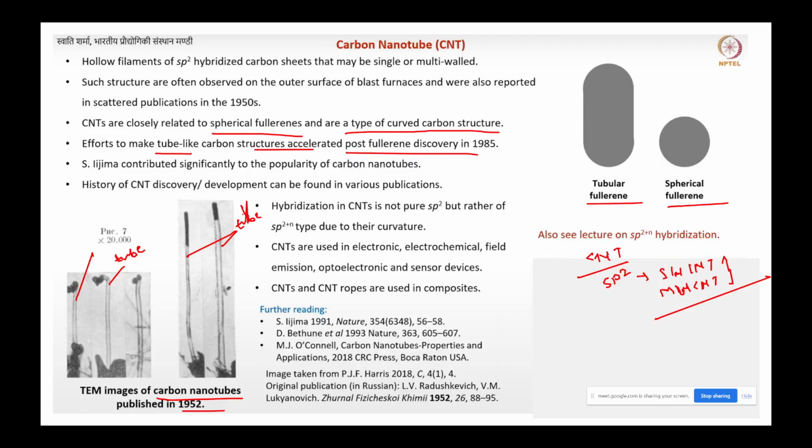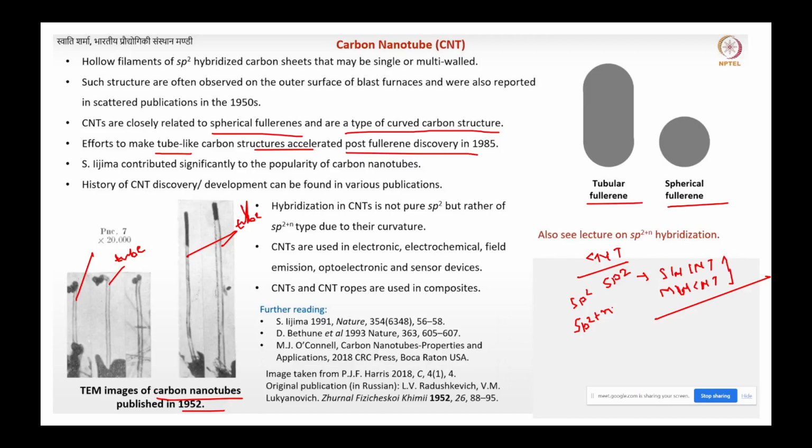The hybridization in CNT is not pure sp2, but rather sp2 plus n. So we have seen sp2, sp2 plus n, sp3. So it is not sp2, it is sp2 plus n due to their curvature. In the very initial lectures, I think in the second or third, we have seen the hybridization present in all the carbon materials and how it changes from sp2 to sp3 due to curvature.